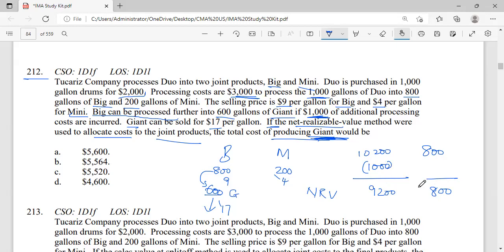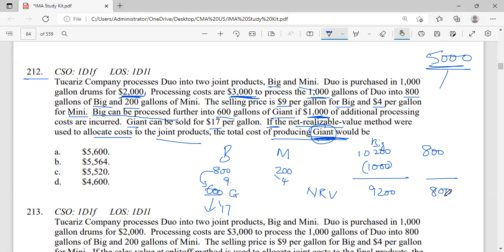Now, what is my joint cost here? As I said earlier, 2,000 and 3,000. It is 5,000, as it is understood in the question itself. So this 5,000, I need to allocate it to big or giant, or to be more specific, to giant.